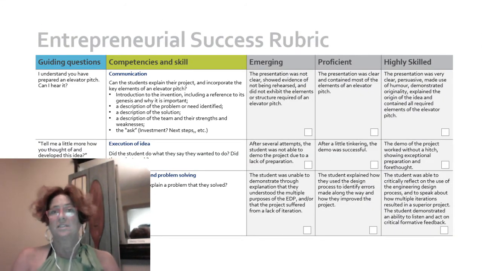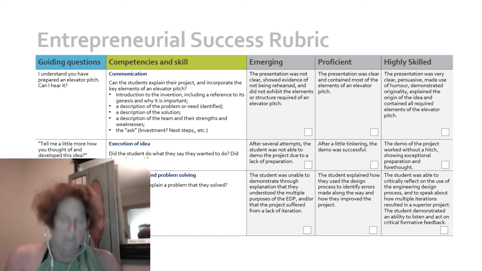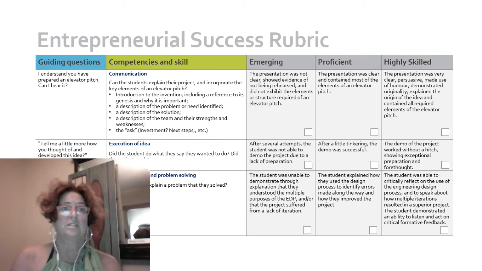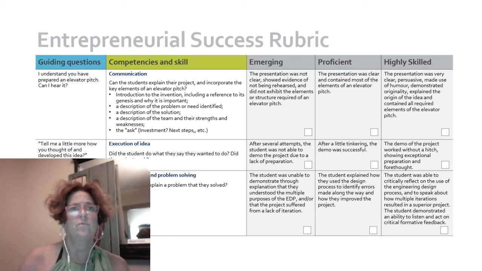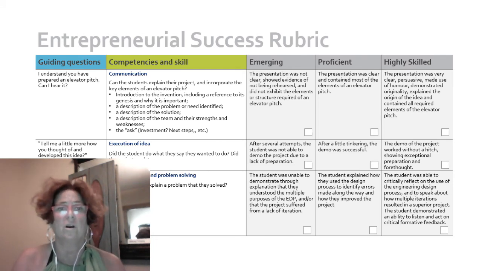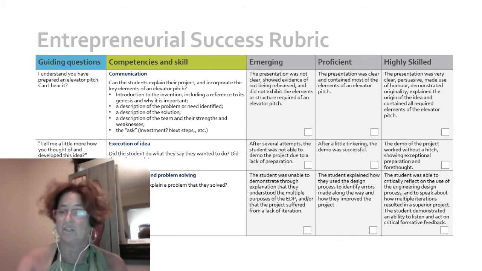The entrepreneurial success rubric. This is our rubric that we provided to volunteers. And you can see on the left column, there's a series of guiding questions, and that helped stimulate that conversation between volunteer and student. And as you can see, we pointed out the competency and skill and gave a few more clues as to what to look for, and then some advice about how to judge that competency and skill: emerging, proficient, or highly skilled.